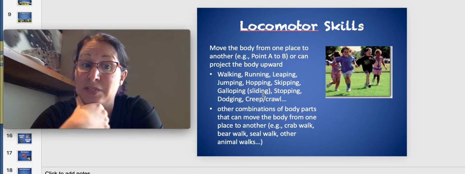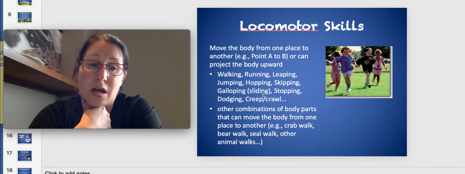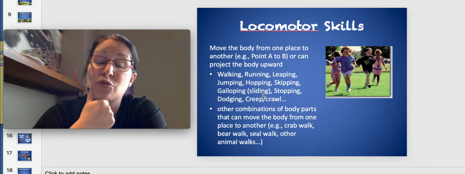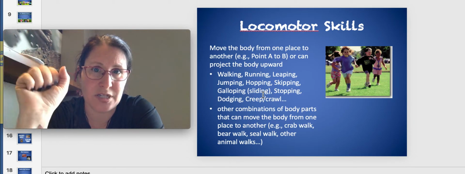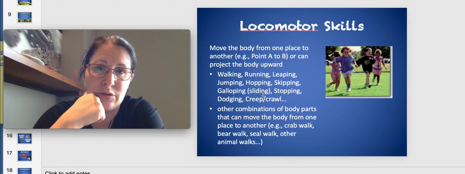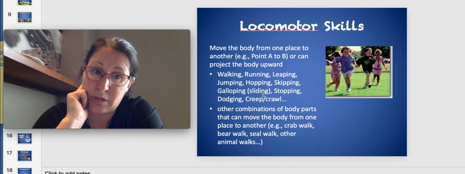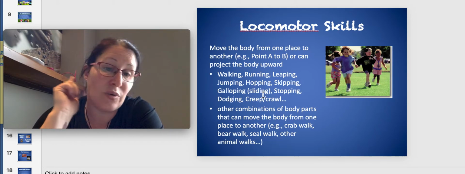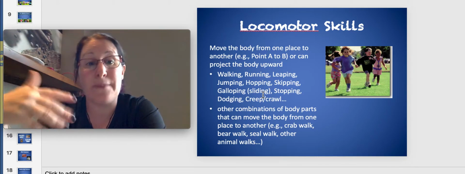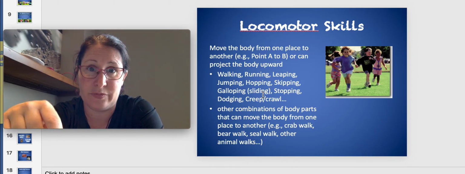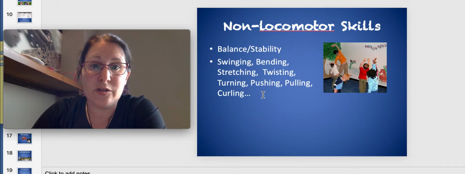Then you maybe ask them to gallop. Maybe you ask them to crawl. Or better still, let's say if it's running laps that you want to do, maybe there's music playing with different animals. And when they hear a different animal, they make that animal movement, then they get back up and they're doing a locomotor movement.